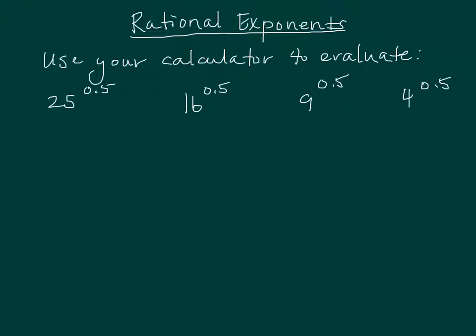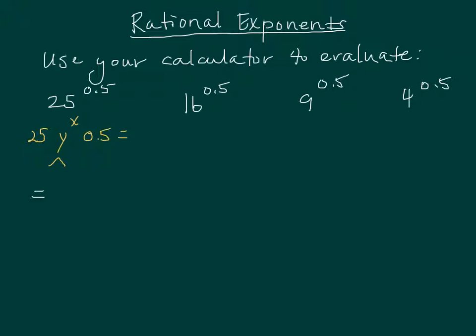In order to do this, in case you're not sure about your calculators, we would enter 25, and then you should have either a y to the x button or a little hat button. Then you'd enter the value of your exponent, which is 0.5, and the equal sign. So take a moment and try this now. What do you notice about the values that you're getting for each of these expressions?